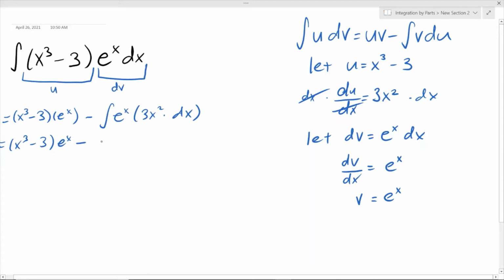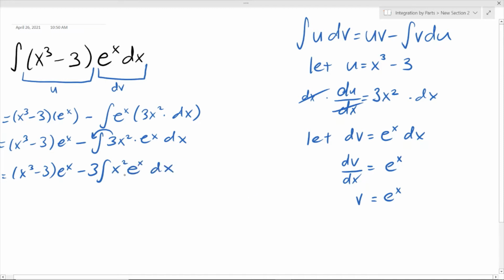Minus, this will be 3x squared times e to the exponent of x, dx, and we can bring this 3 out. Notice that. So I'm going to bring that 3 out. And this is going to be minus 3 times the integral of x squared times e to the exponent of x dx. Okay, so now we have this.